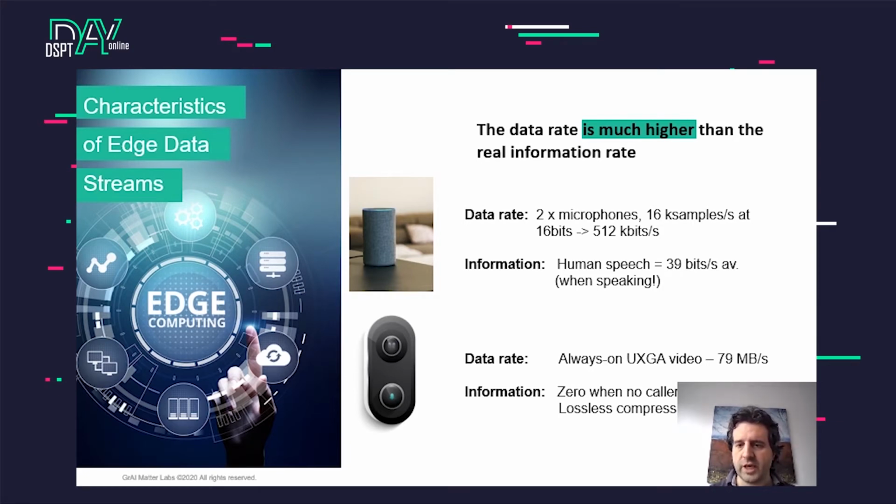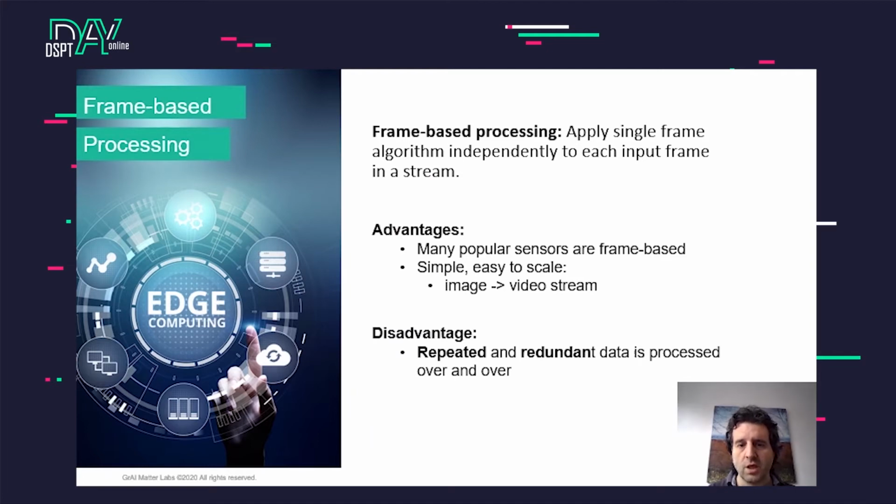So if you have a camera, you're getting 79 megabytes per second on a UXGA video. But actually, when there's no color present in terms of information, we are actually talking about zero information of interest. On another hand, if we think about the way we currently do the processing of these systems, we are always doing what I would call frame-based processing, a way of handling the input.